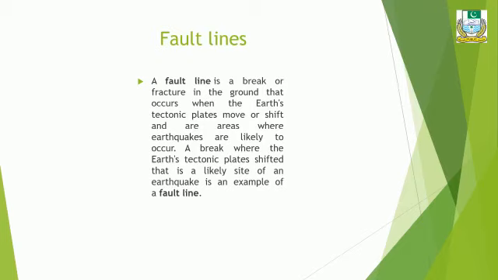Let's talk about fault lines. A fault line is a break or fracture in the ground that occurs when the Earth's tectonic plates move or shift, and are areas where earthquakes are likely to occur. A break where the Earth's tectonic plate shifted that is a likely site of an earthquake is an example of a fault line.